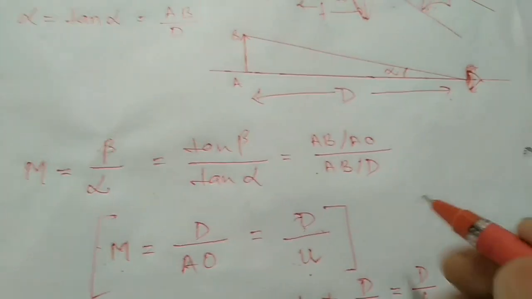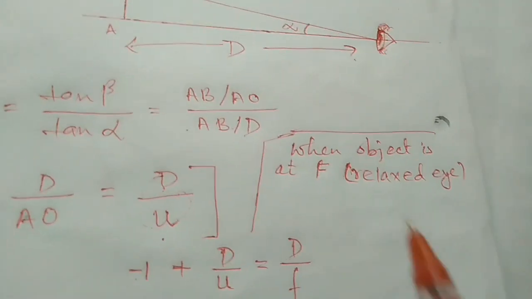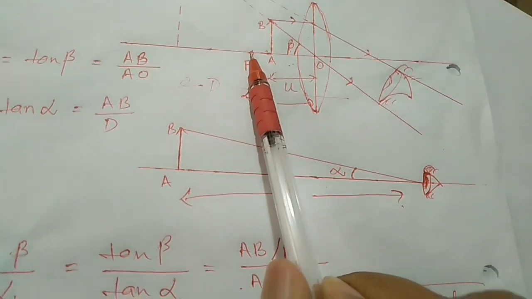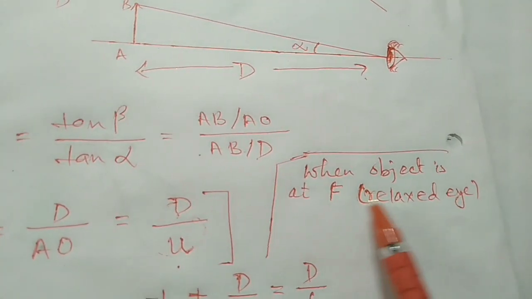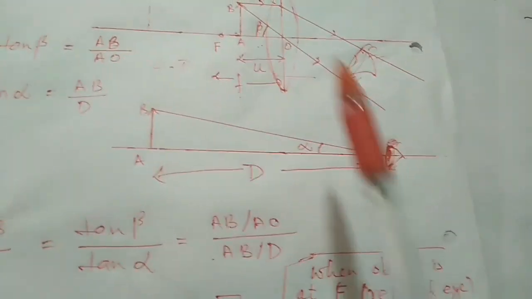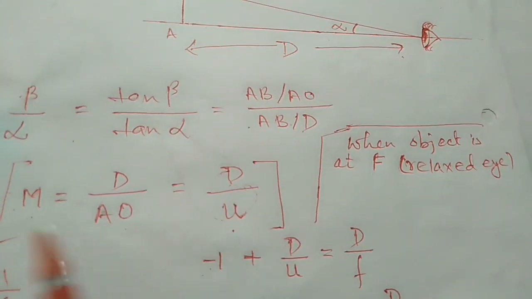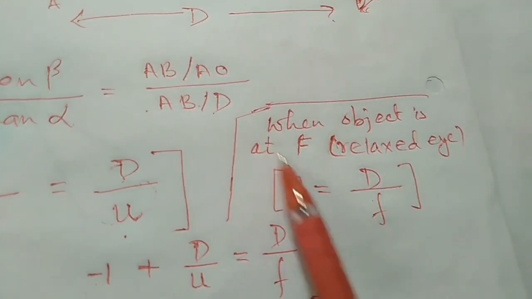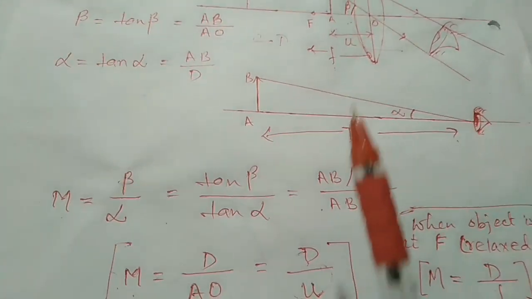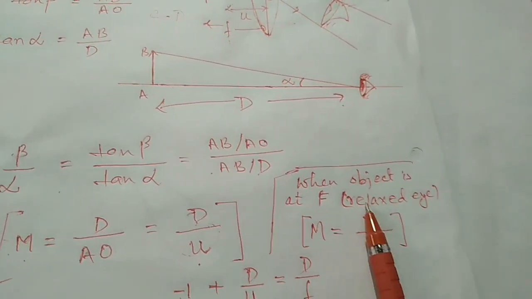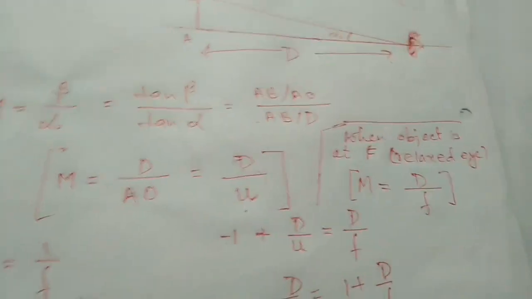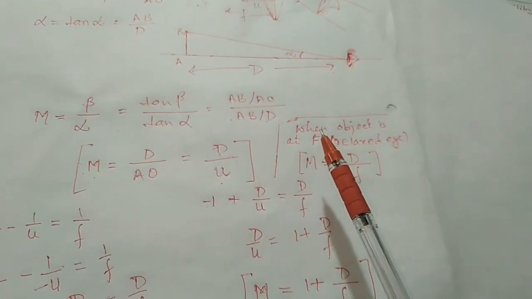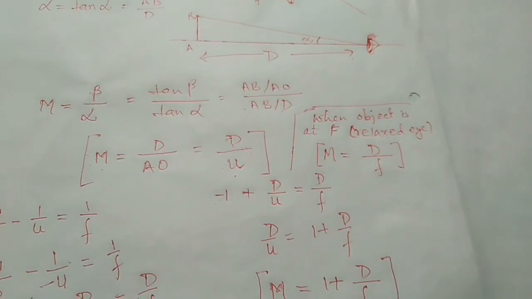At that time, what will be the equation? I am writing here the last case. Understand this. When the object is at f, shifted to the focus, this situation is called relaxed eye. In that case, u changes to f. So M will be equal to D by F when the object is at f, the relaxed eye case. So this is the normal situation and this is the relaxed eye situation when the object is at focus. In all instruments, we will study the same thing: we will calculate the magnifying power, then the magnifying power when the object is at focus.